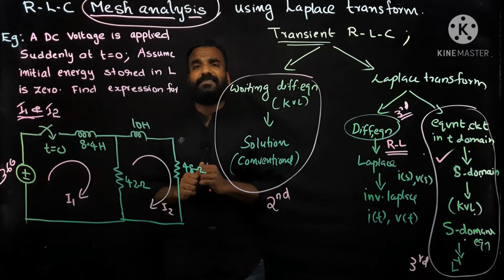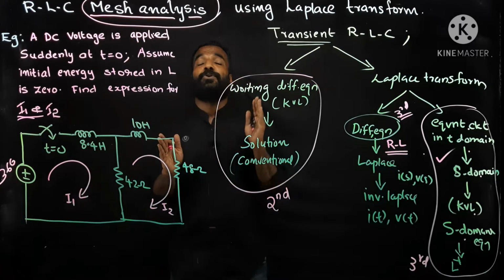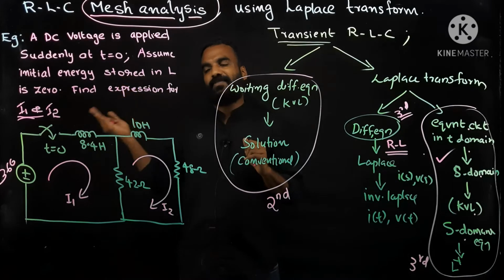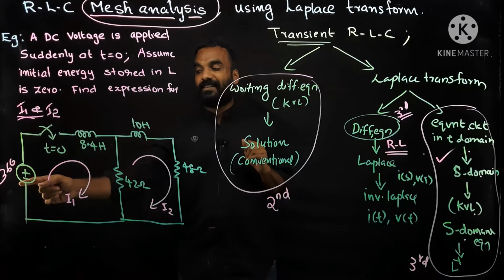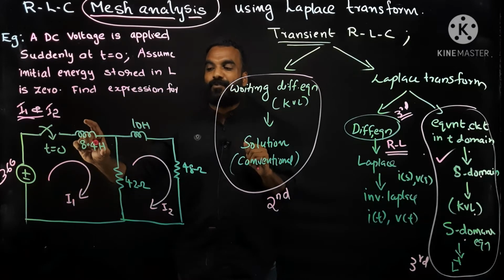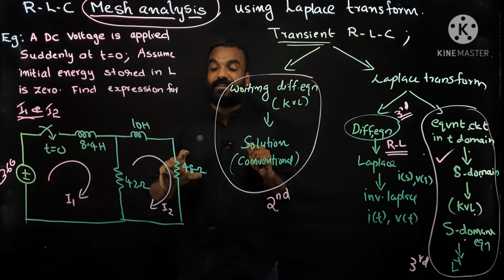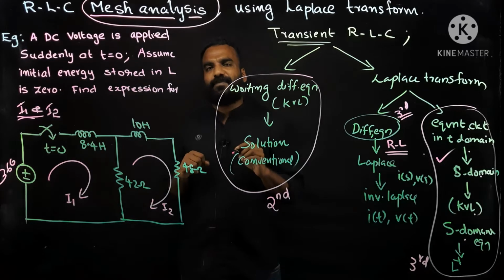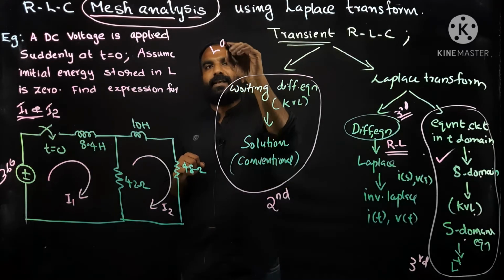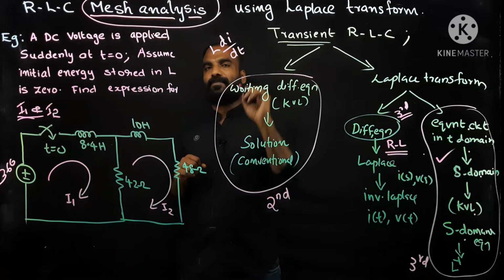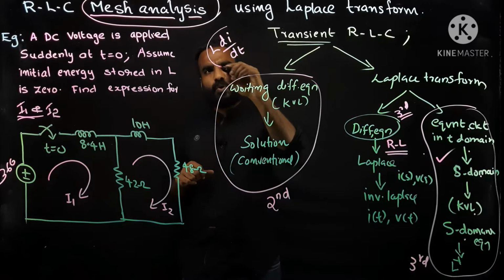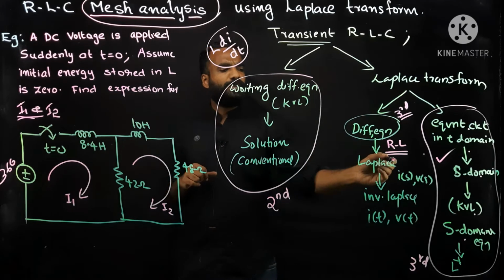And this mesh analysis is not as simple as your mesh analysis in steady state DC. In steady state DC it is very easy, but in transient DC we have to consider components such as inductors and capacitors. So definitely you will get some L di by dt terms in your equation. So you can use this method or this method.